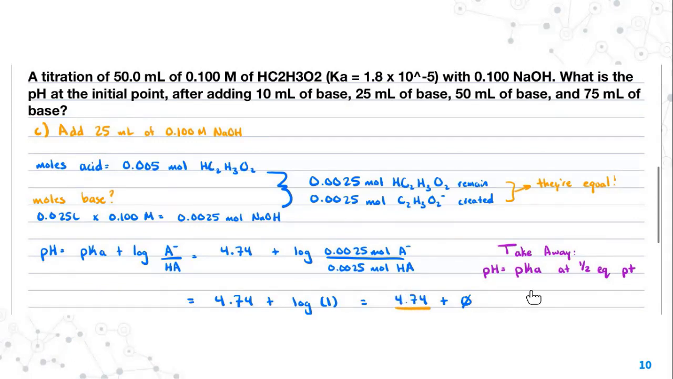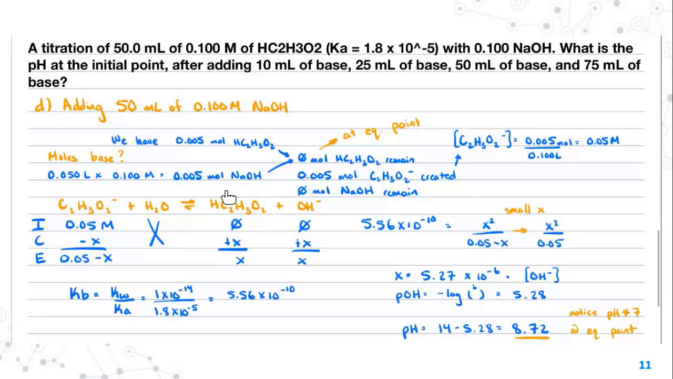And then a big takeaway from here is that pH equals pKa at the half equivalence point. So half equivalence point is, again, where moles of acid equals moles of conjugate base. And if you know that, you can just ignore this part and say pH equals pKa.